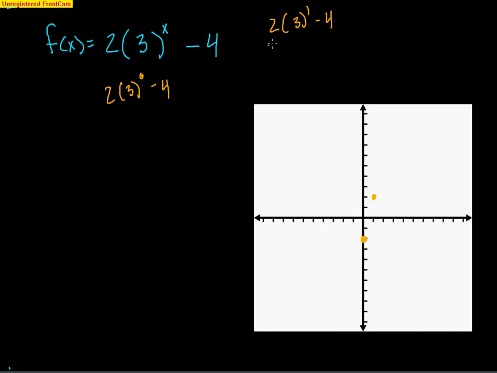And let's just do one more here. 2 times 3 squared minus 4. 3 squared is 9. 9 times 2 is 18. 18 minus 4 is 14. So at 2, I'm all the way up here somewhere.